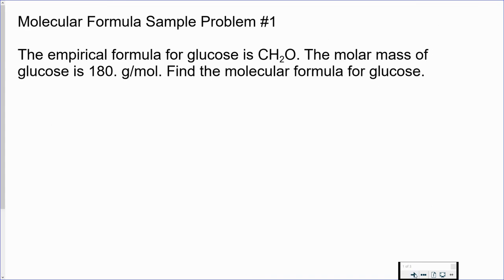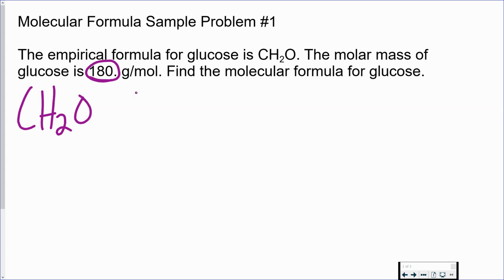So let's try one. Sample problem number one is a little bit simpler, and it gives us the empirical formula for glucose, CH2O. It tells us that the molecular formula's molar mass is 180. So we need to find the empirical formula's mass, and divide that into the molecular's to get a whole number.